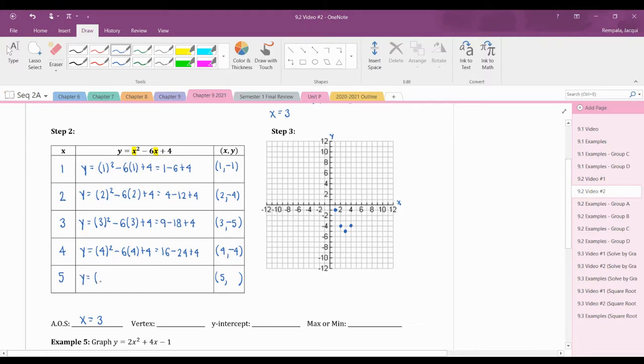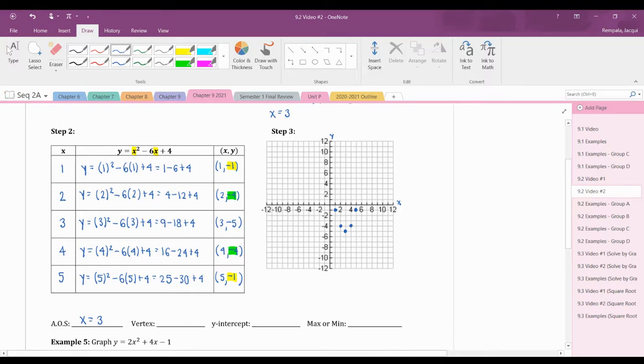Last number would be 5. So 5 squared minus 6 times 5 plus 4. Well, 5 squared is 25. -6 times 5 is -30 plus 4. Looks like that's going to get me -1. So 5 to the right, down 1. Notice once again, there's a relationship. -1 starts and ends my y's. Notice how -4 is in the middle as far as my second and my fourth terms. Okay, so we should always see that pattern. If we aren't seeing that pattern, that means that we made a mistake somewhere.